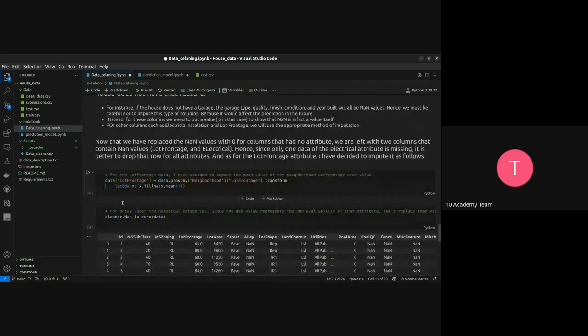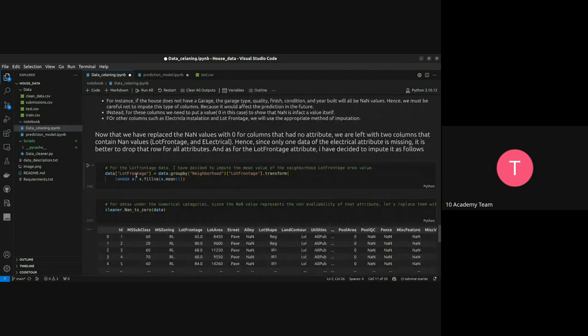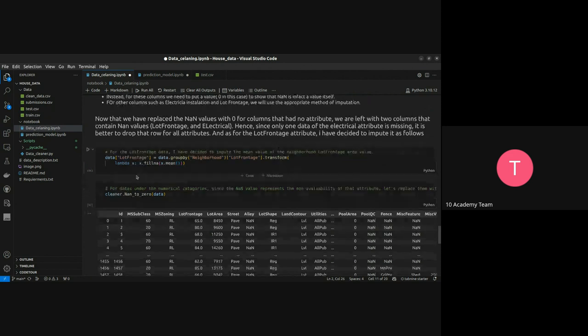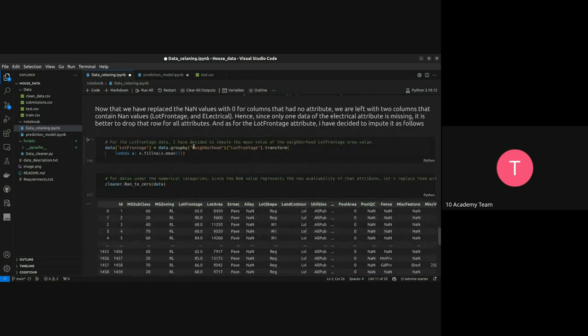For the lot frontage, every house has some, so it's assumed the missing values are not truly missing. They are missing because there was a mistake when the data was collected. So for this project, I filled the lot frontage value with the mean, the average, of the neighborhood. The average lot frontage of that neighborhood is filled in for the non-values of that neighborhood's lot frontage.